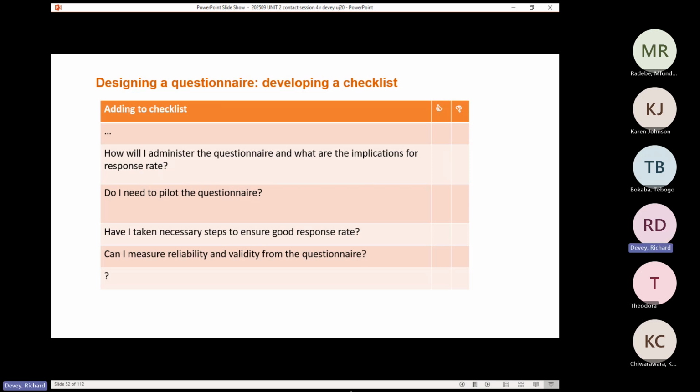And then can you measure reliability and validity from the questionnaire? So once you get some data from the questionnaire, is it possible to measure reliability and validity from that, sort of feeding into the variables that you're measuring in the questionnaire? So certain kinds of questions you might be able to measure reliability and validity. Other kinds of measurements you won't be able to. So you need to think about that option. We can't always measure reliability and validity from the results that we get from a questionnaire.